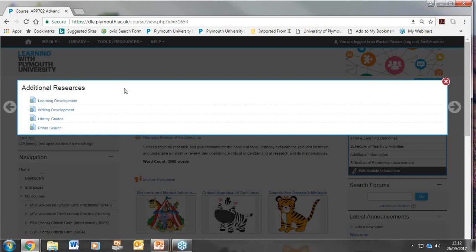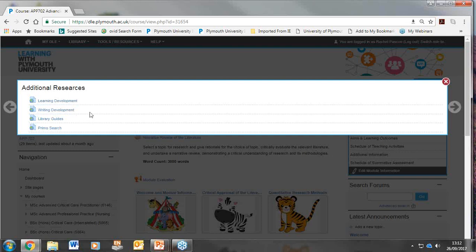One is to learning development. For some of you, this might be the first time you've written at level 7. It might be the first time you've written anything for quite some time. You might think you need a little bit of help and support in terms of your academic writing. So please don't hesitate to access learning development. There's enormous sets of resources there, including sessions and written material and all sorts of links. So please do access that.